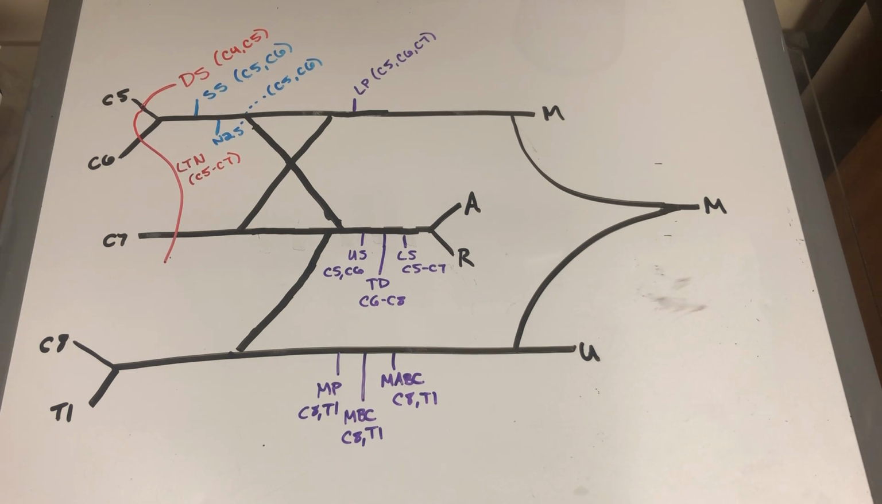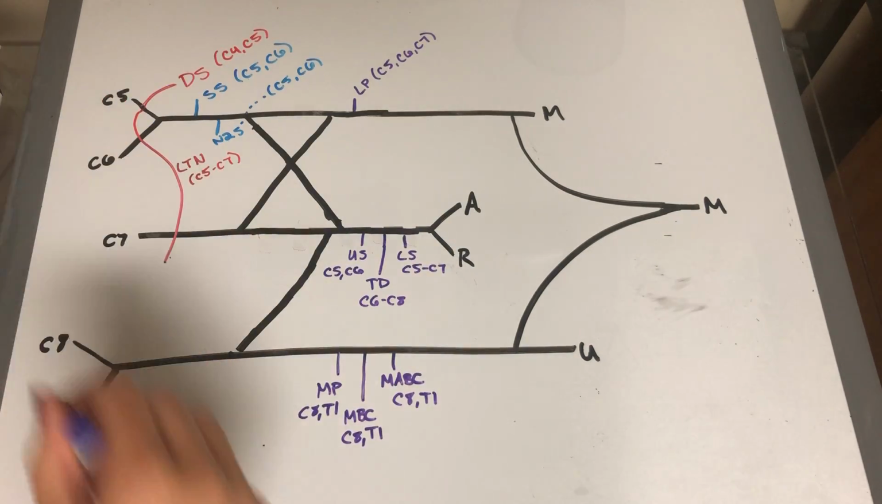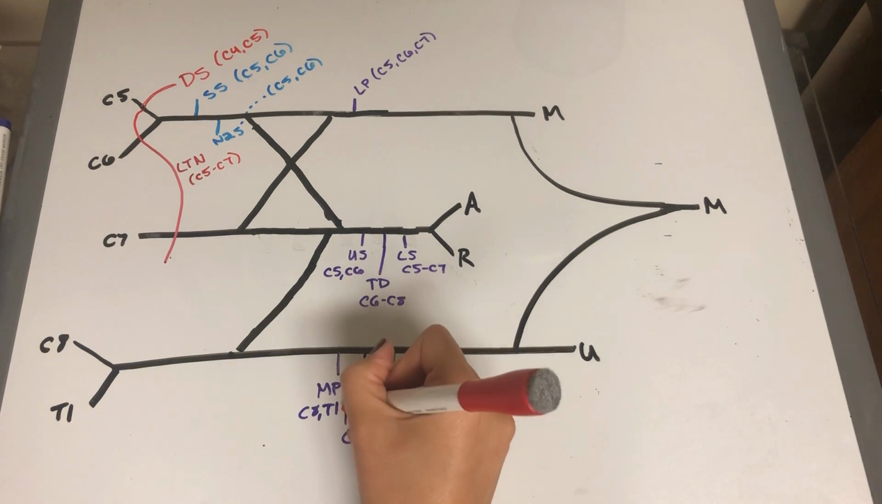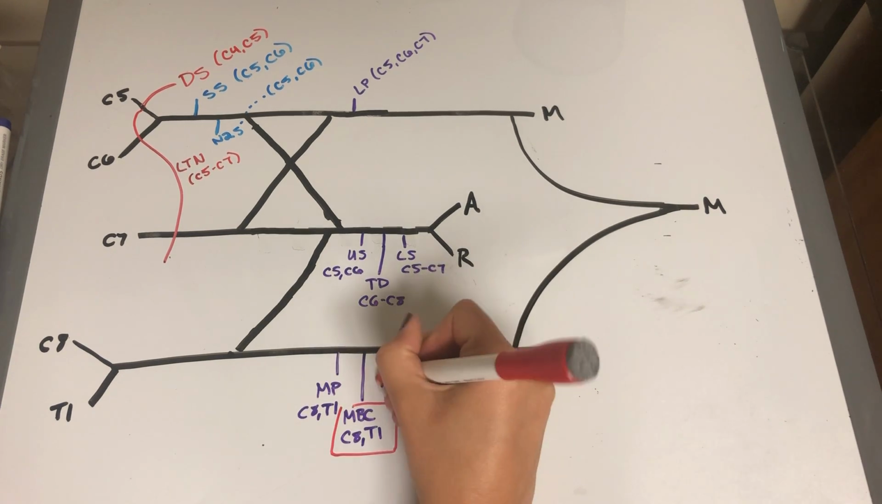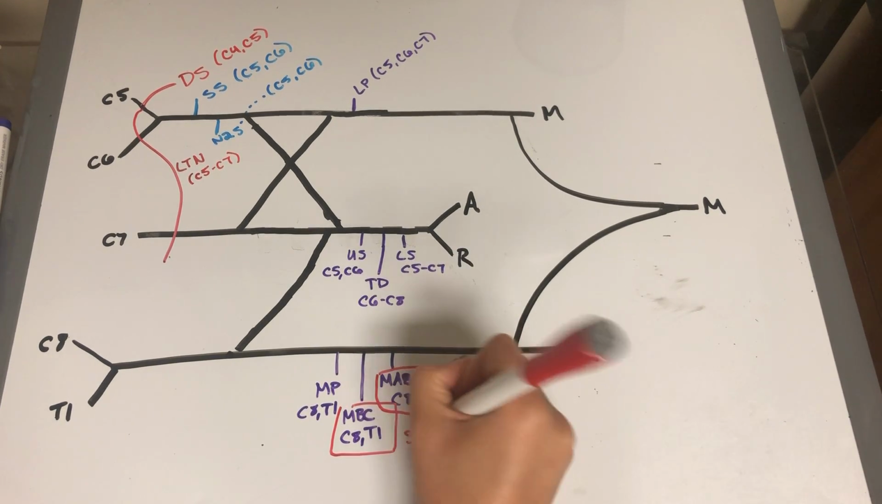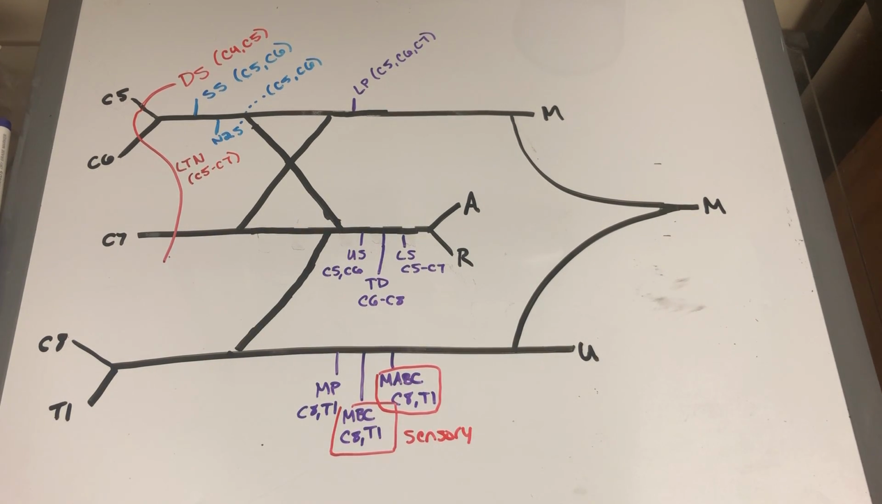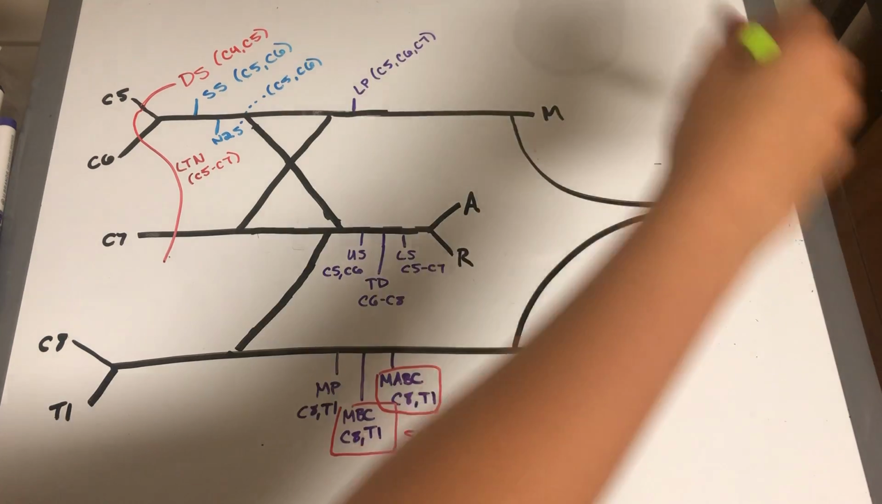Something to note about all of these that we've mentioned so far, all of these are motor nerves except for two of them. These two are sensory nerves. And all the other ones that we mentioned are motor. So now we are going to talk about these final five.